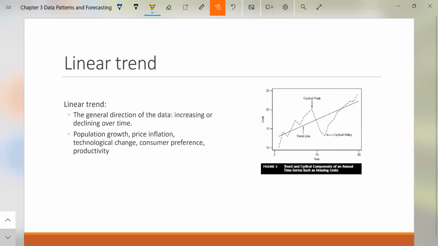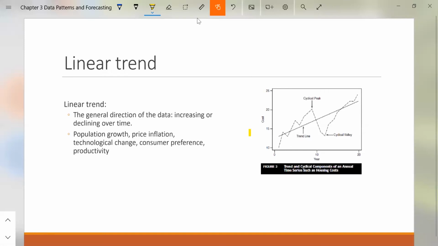First of all, linear trend. The linear trend is basically describing the ups and downs of the data over time, but not in a very short period. We're looking at the overall trend. It's the pattern of the data going up in general or going down in general.